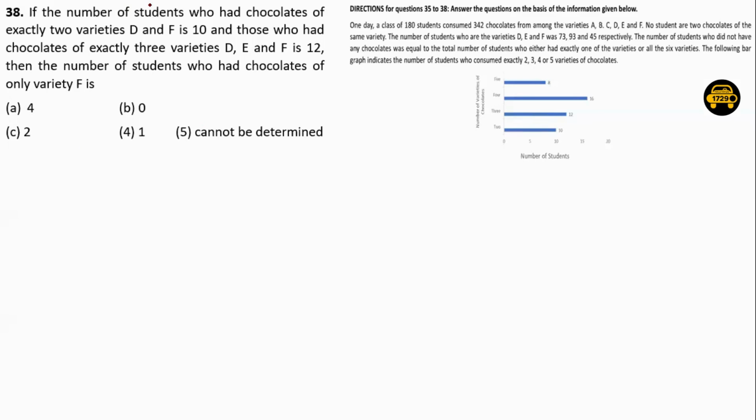So if the number of students who had chocolates of exactly 2 varieties D and F is 10, and those who had chocolates of exactly 3 varieties D, E and F is 12, then the number of students who had chocolates of only variety F, right? So from the question we can see the number of students who took variety F was 45, right? So out of this 45, now if we remember, there were 23 students who consumed all the varieties, right? So if they're consuming all the varieties, of course, they will be consuming F as well.